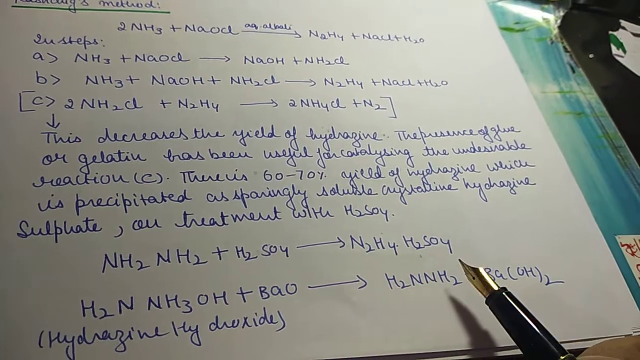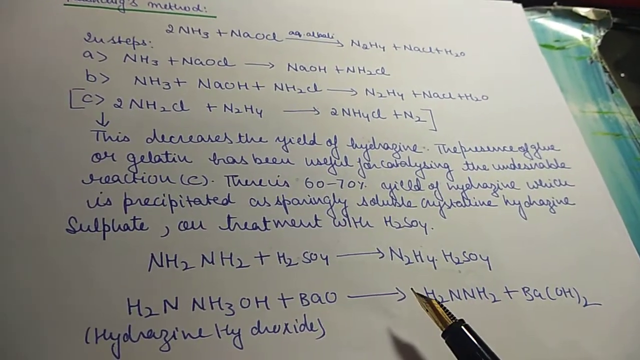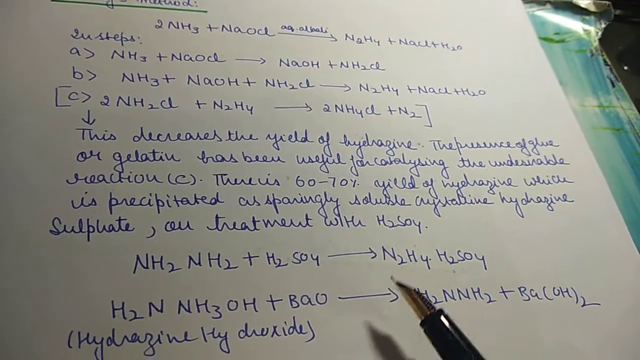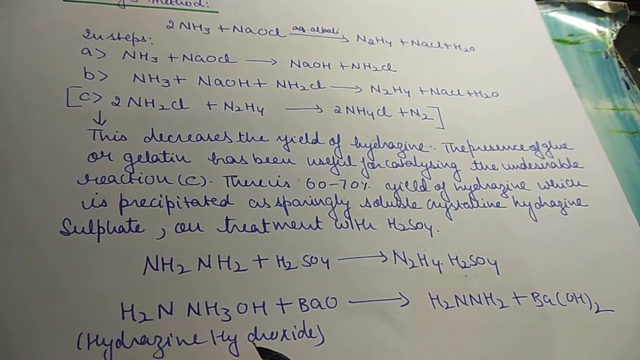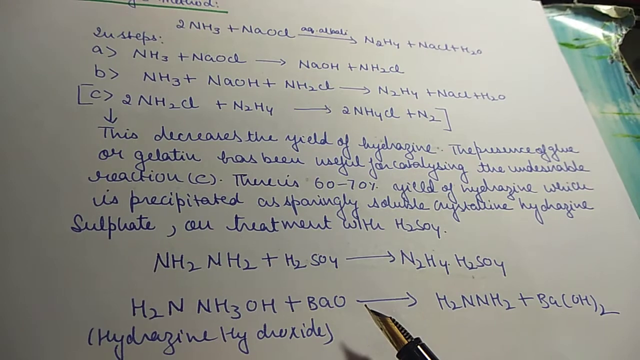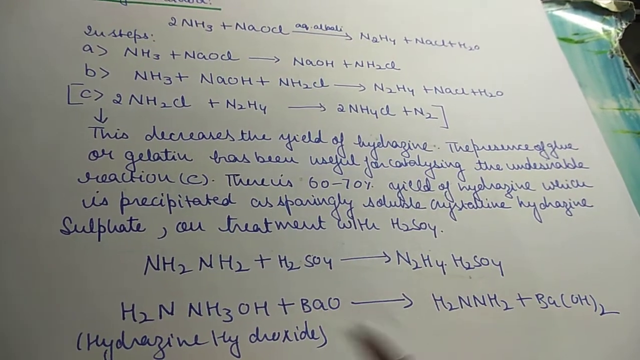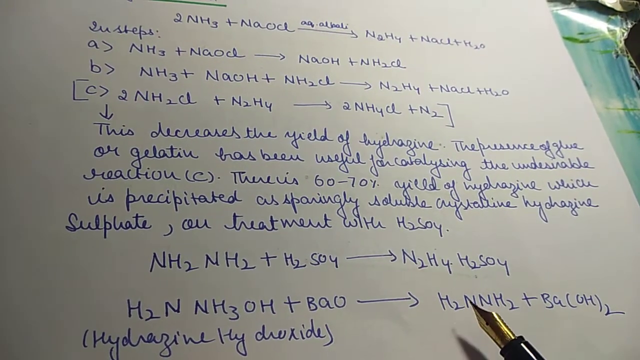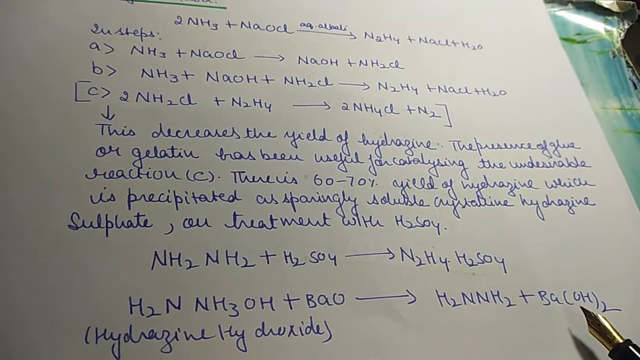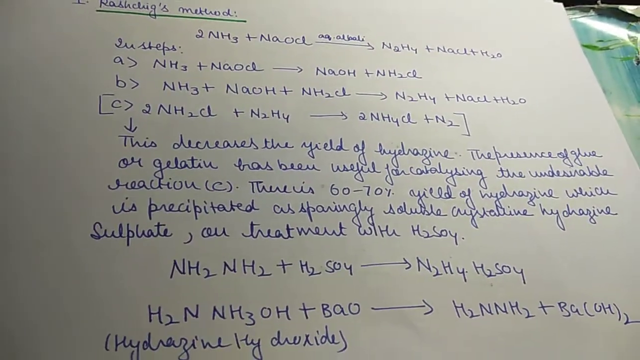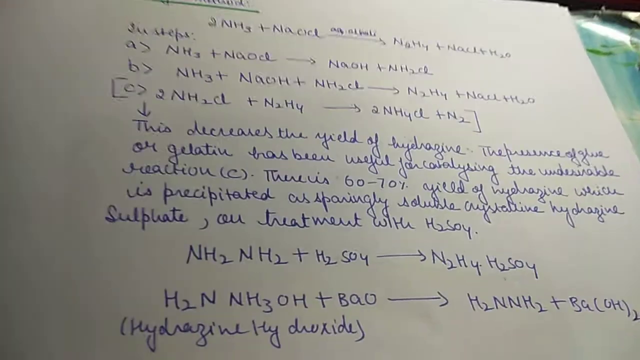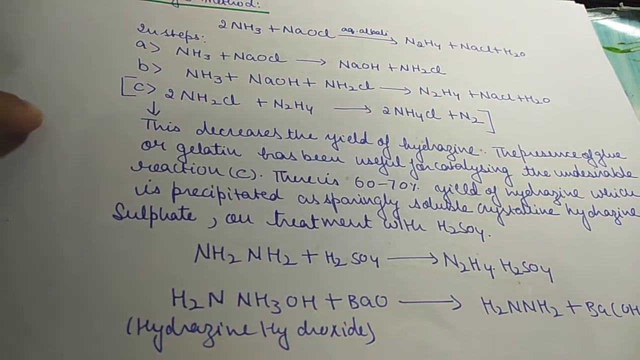This is hydrazine sulfate. When it is treated with a hydroxide, we get hydrazine hydroxide, and then further it is treated with barium oxide. On treatment with barium oxide, we get hydrazine in pure form and barium hydroxide. So this is in brief the Raschig's method for the preparation of hydrazine. This is a laboratory method for the preparation of hydrazine.